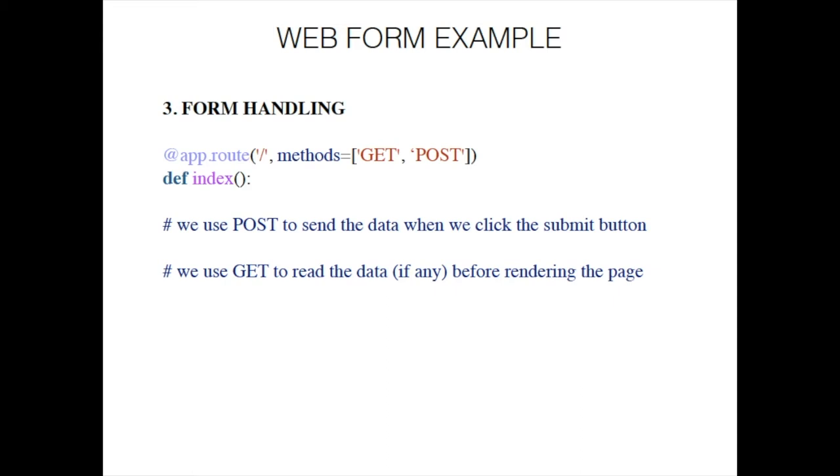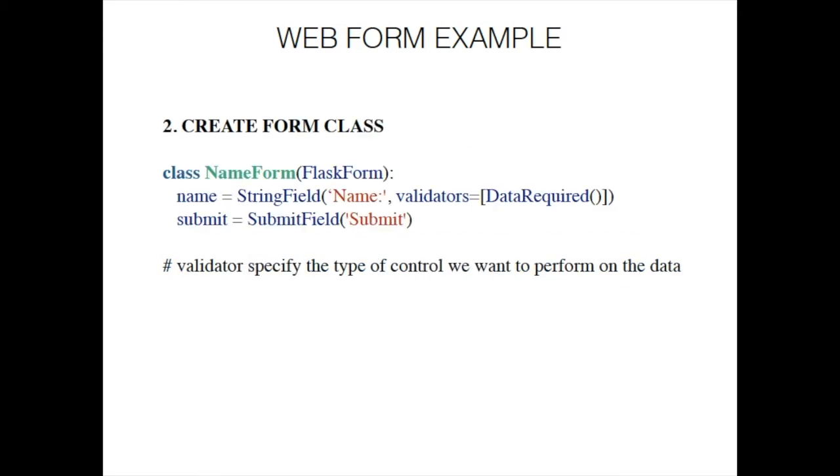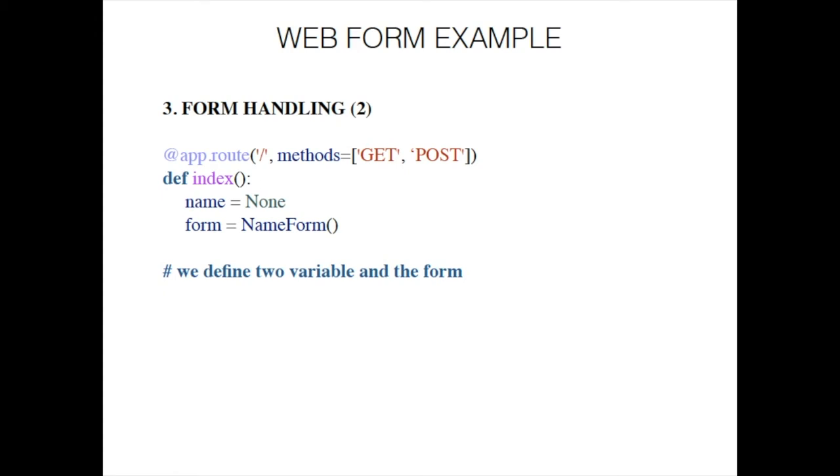Okay. Then you have to define the name of the function, of course. Then you need to define, okay, you have to create the form, it can be anything else, it's a variable name, from your class. You have to create an instance from your class NameForm, which is this. So when I'm creating this one, I can access name and submit. Clear? Any question?